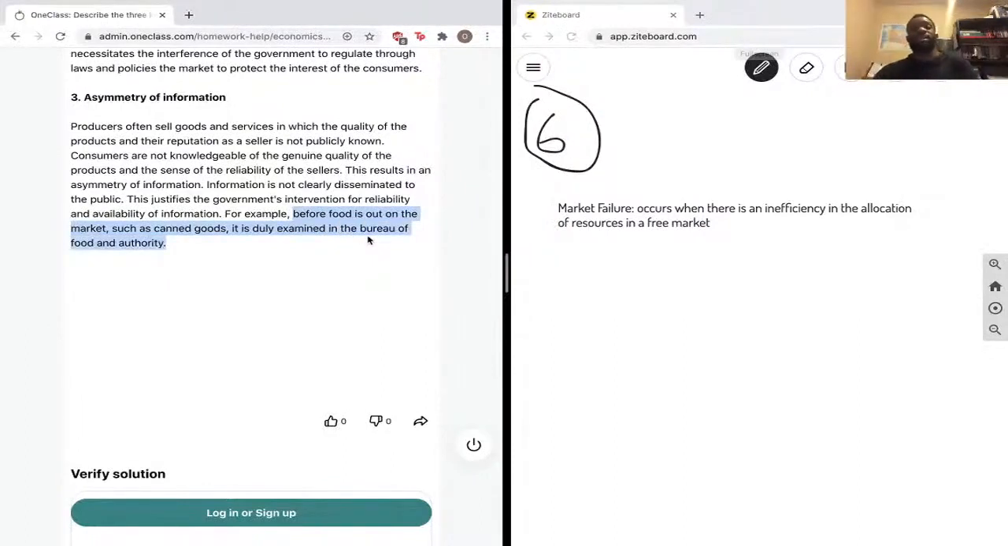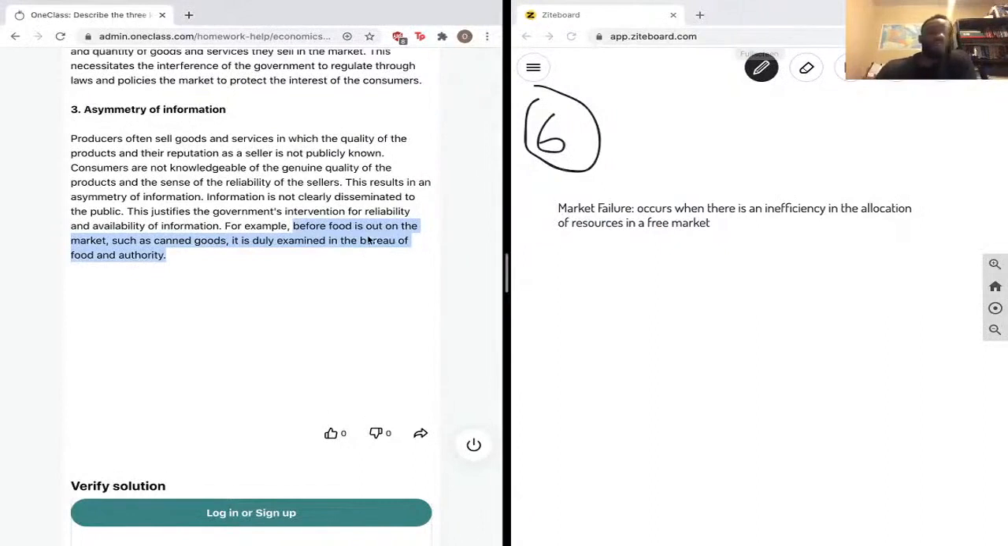So that's the government playing its part in intervening, making sure that the good being put out in the market should actually be put out on the market, and it shouldn't cause any sort of negative externality to its consumers. So when there's asymmetry of information, the government might intervene. For example, in the food description, like our tutor said here, they might intervene and examine the products before they're actually put out in the market.